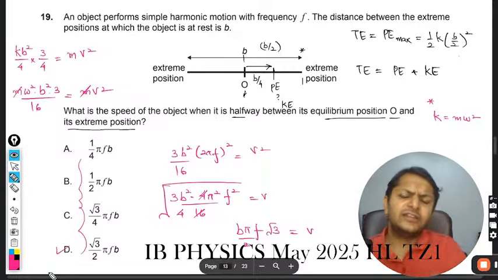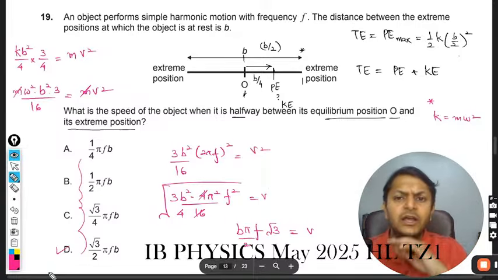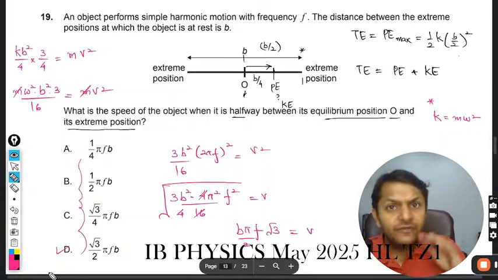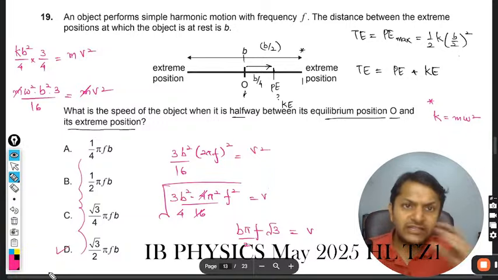Quite difficult, I would say. There is a high chance of creating some clerical mistake here, so be very careful. And this is how we do it.